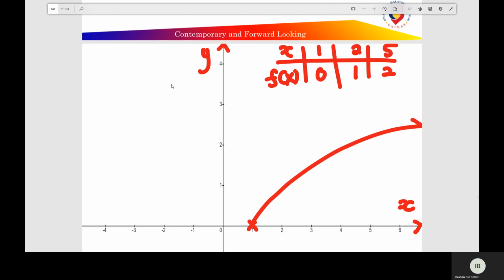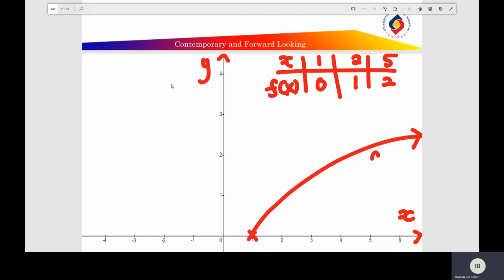Okay, and you label the function here. This one is the square root function f(x). Okay, and then the second function, f inverse of x equals x squared plus 1.